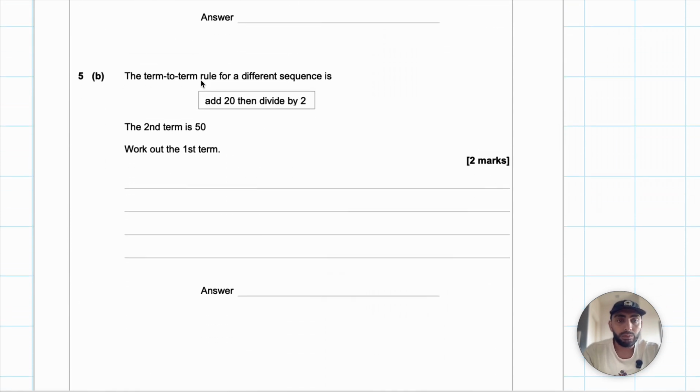Part B, the term-to-term rule for a different sequence is add 20 and then divide by 2. The second term is 50, we need to work out the first term. So we're trying to work out the value of x, and we know we've added 20 to it, and then we've divided it by 2, which gives us 50. So we're just solving this equation.